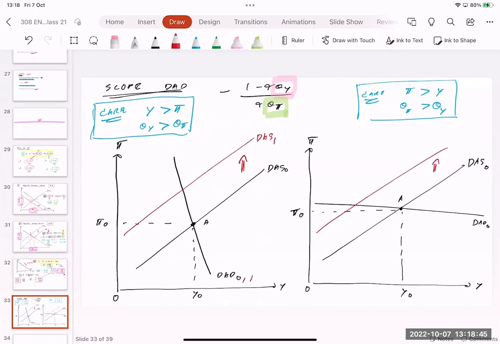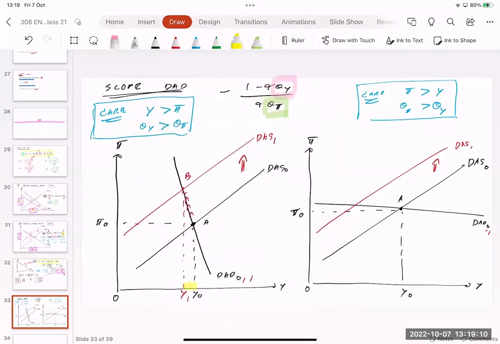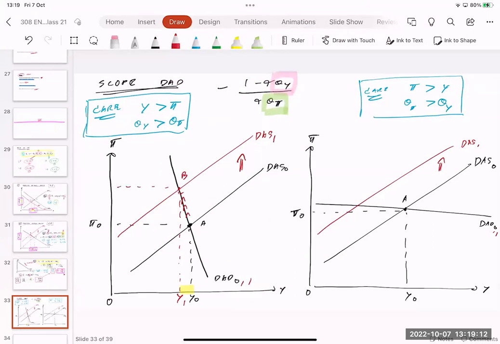DAS shifts up like this. You can see that the result of this problem is different. In the case that the central bank cares about the economic problem more than the inflation problem, on the left, you can see that the equilibrium point is moving from A to B. GDP slows down just a little bit. However, inflation increases a lot.